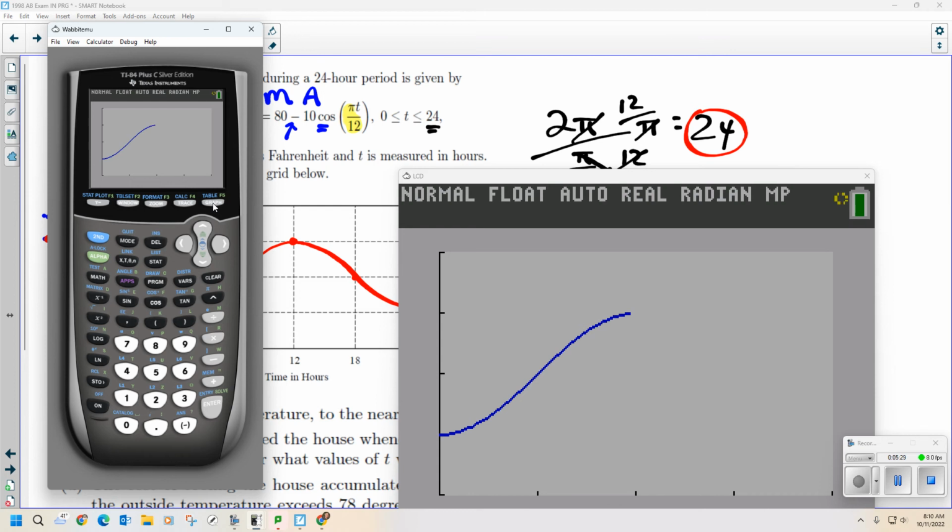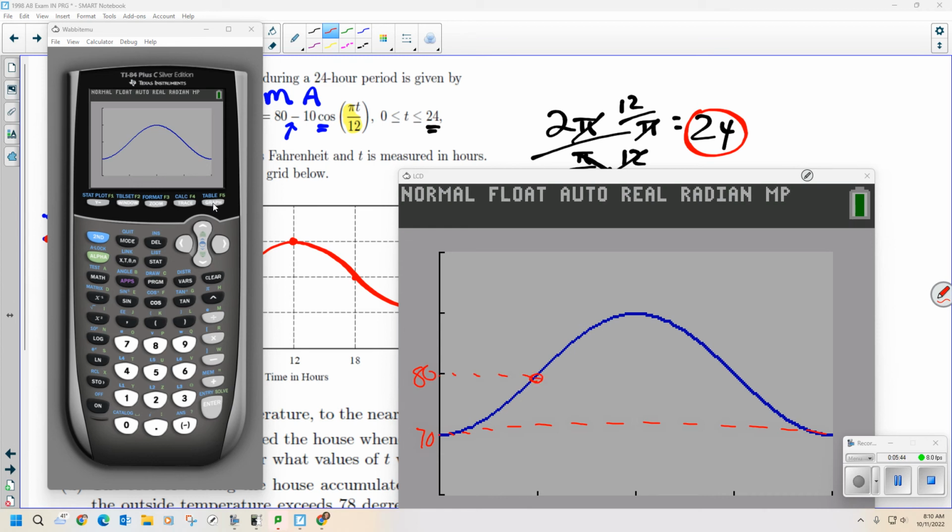It starts low at 70, hits 80, peaks at 90, hits 80 again, then comes down and ends right at 70. Okay, here's 70, where it starts and ends. Here's 80, our middle, and then here's 90, our high point. That is fantastic. We're good.